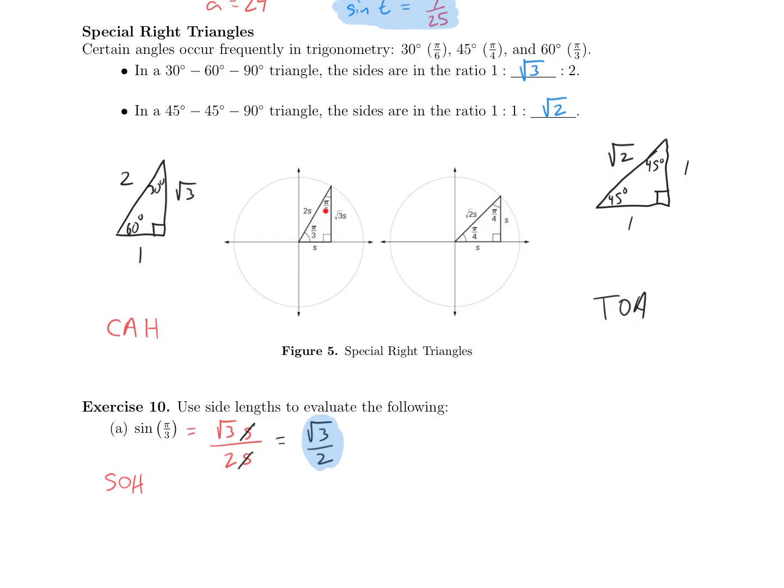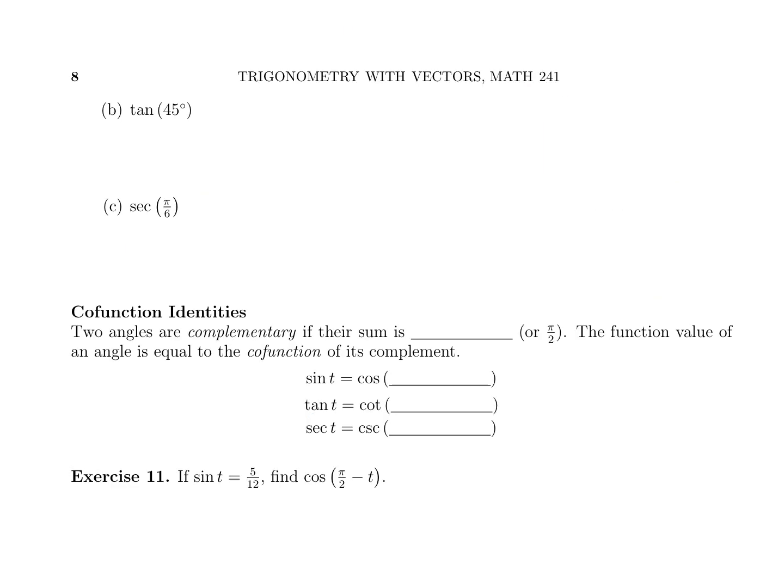The adjacent side would be square root of 3 over s, and the hypotenuse is 2s. But we're doing the reciprocal, so instead of this over this, it's going to be the hypotenuse divided by square root of 3. So it's going to be 2s over square root of 3s. All right, now they're asking us to find the tangent of 45 degrees. So let's go back over s, which is just 1. All right, so it's just 1.